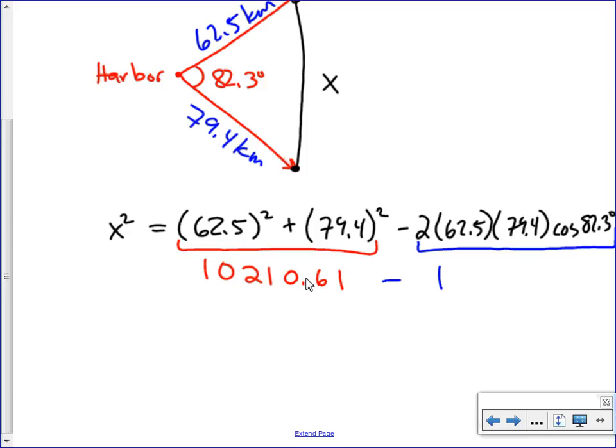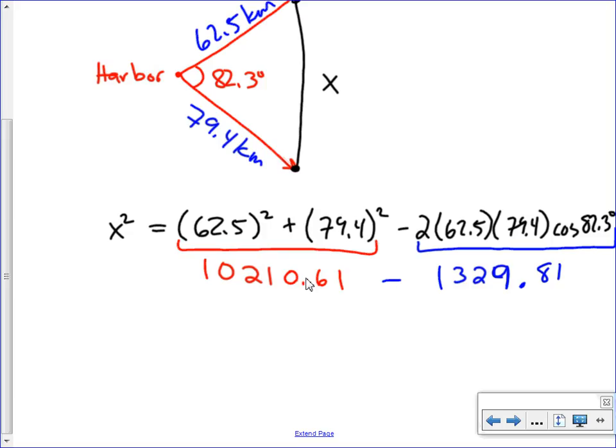Then 3, 2, 4. Is that right? 9 or 4? Oh, you know what? I went to 3, 3. Okay, it's okay. 3, 3, 2, 9. Is that what it is? 9 points. Let's go to 2 decimal places. 8, 1. Okay.